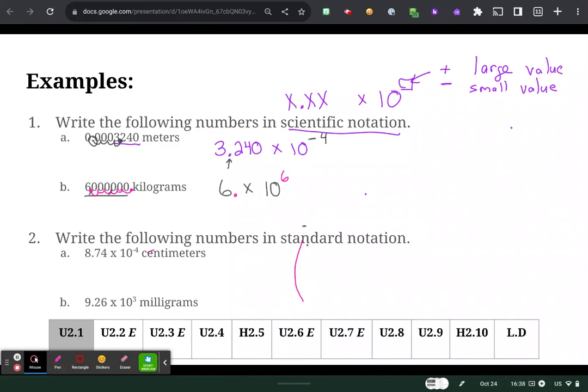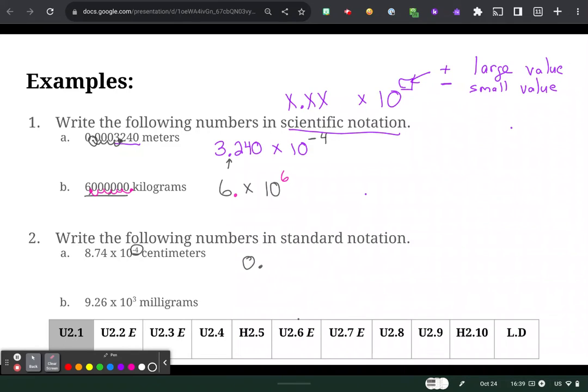All right, and then we'll try the bottom two. So the bottom two are going the other direction. So we're going to give you the number in scientific notation, and we want you to convert it into standard notation. All right, so a couple things. One, this -4 means that some number is going to start with a 0. This is going to be 0 point something because it's a negative value.